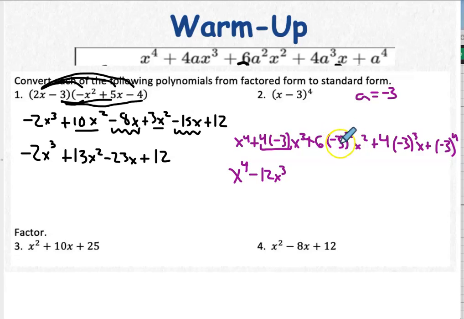All right, next up, I do have this negative 3 being squared. So I have to raise negative 3 to the second power before I multiply by 6. Okay, negative 3 to the second is a positive 9 because a negative times a negative is a positive. Now I can do 6 times 9 is 54. So plus 54x squared.